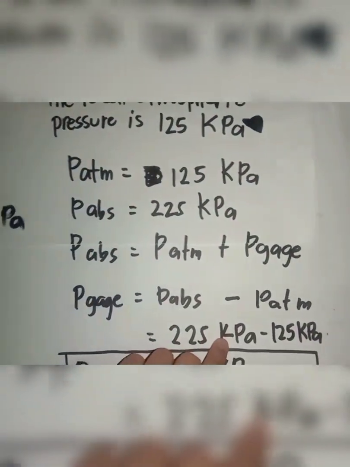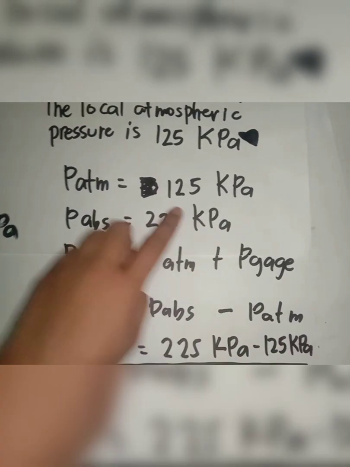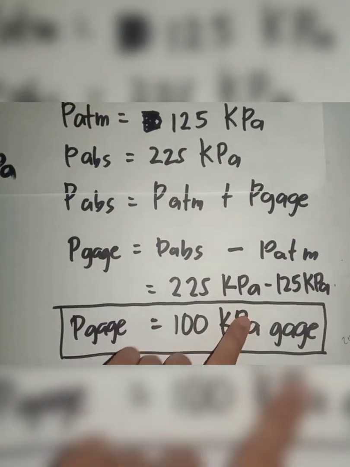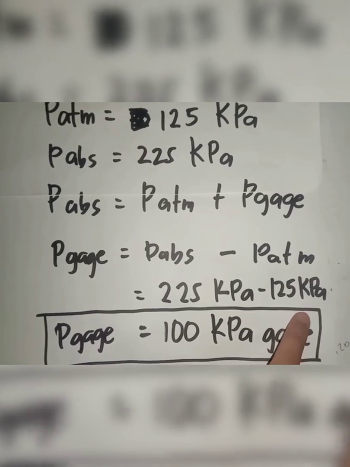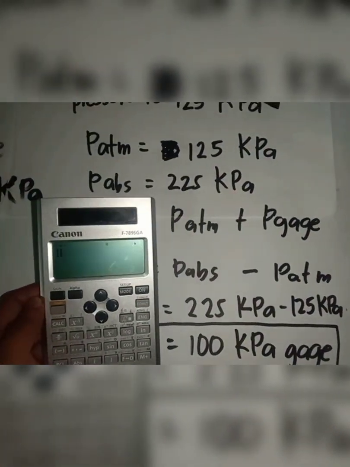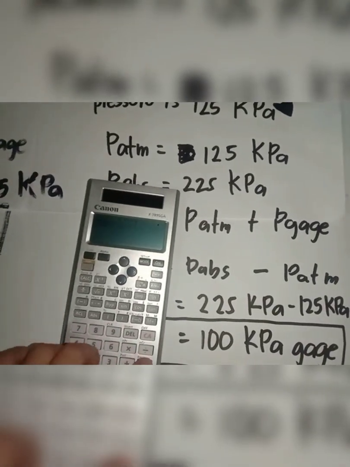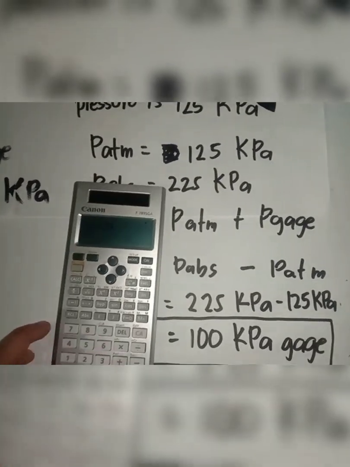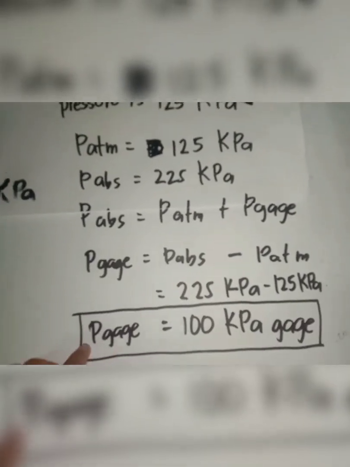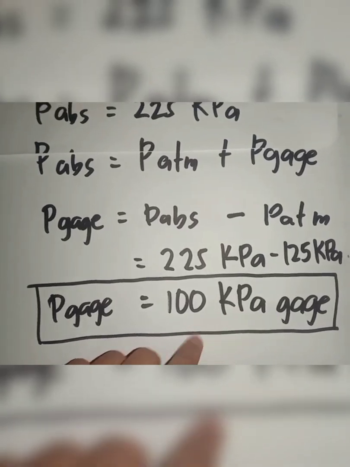225 kilopascal. Then the atmospheric pressure is 125 kilopascal. So 225 kilopascal minus 125 kilopascal is equal to 100. So the gauge pressure is equal to 100 kilopascal gauge.